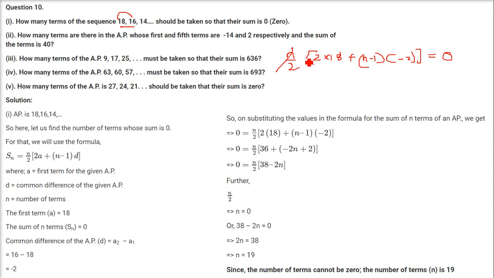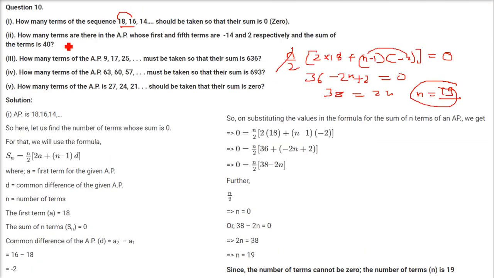Either this factor is 0 or that one is 0. n cannot be 0, but we can take the other one. So 36, and this is minus 2n plus 2 equal to 0. 36 plus 2, that is 38 equal to 2n. n is going to be 19. The number of terms cannot be 0; the number of terms is how many terms we take to make the sum 0. So n is 19. 19 terms we have to take so that the sum becomes 0.